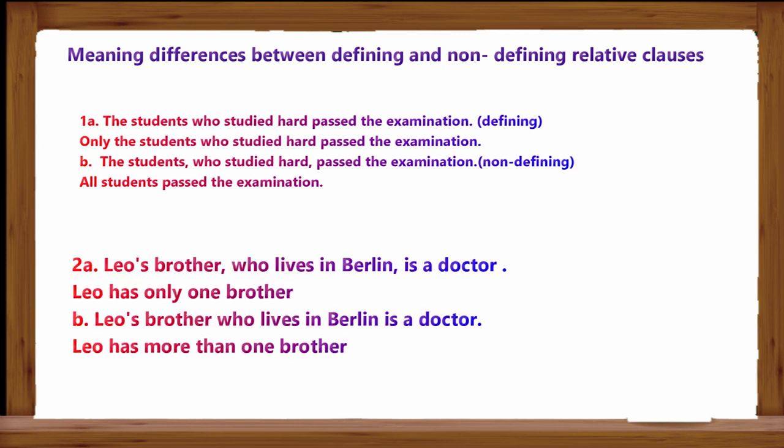Example 2. Leo's brother, who lives in Berlin, is a doctor. This one is non-defining. From this sentence, we can say that Leo has only one brother. Leo's brother who lives in Berlin is a doctor. This is defining and it implies that Leo has 2 or more brothers and one of them is a doctor.